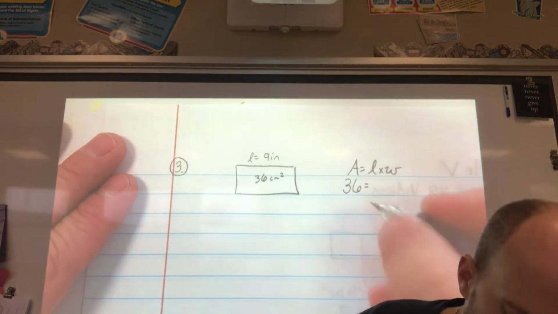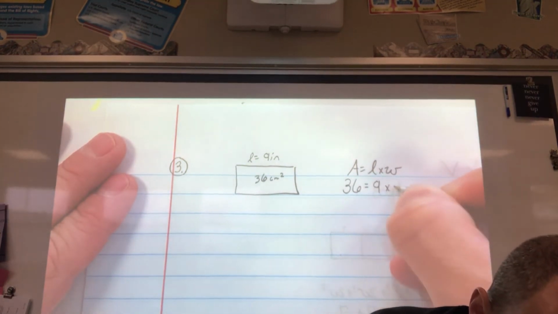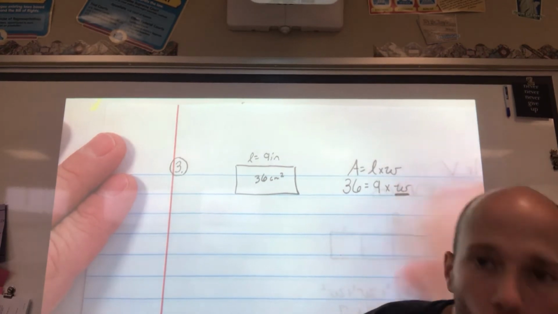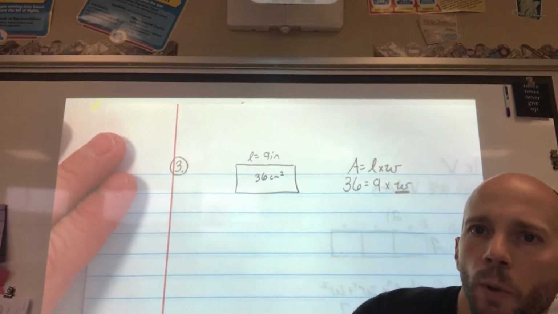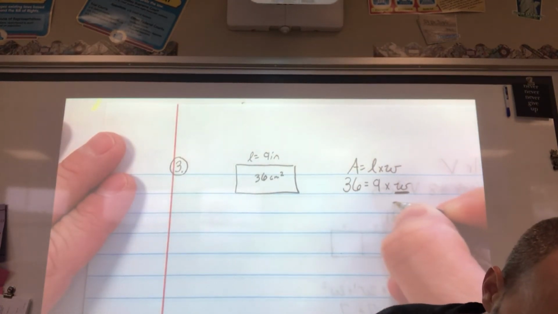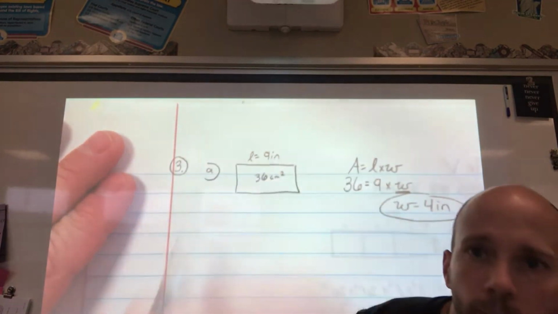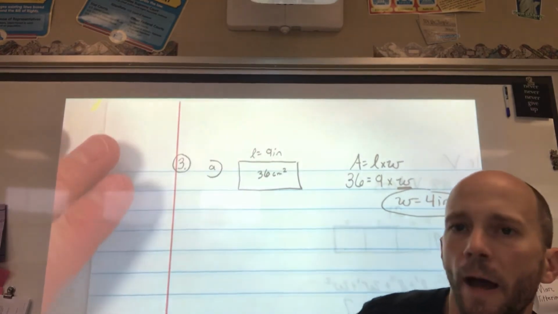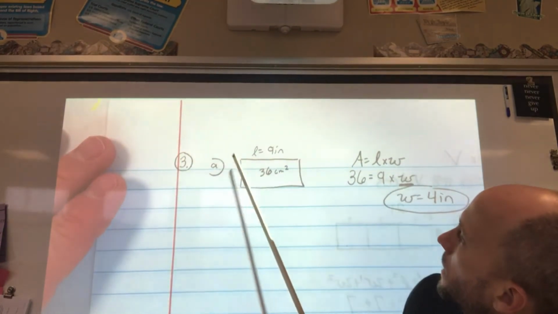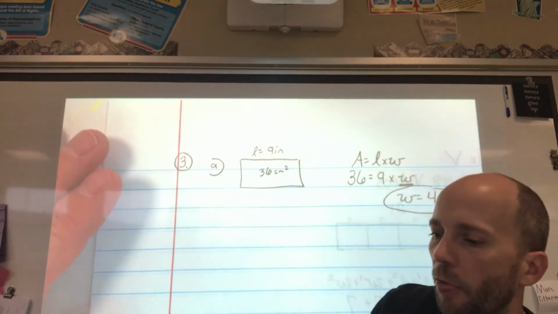So now I need to go ahead and find out my length is 9. 9 times W, or 9 times what, gives you 36. And I get 4 for that. So that is part A. We just found how wide that rectangle is because it's 9 long and 4. So 9 times 4 would give me 36.